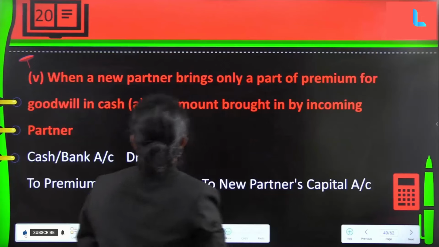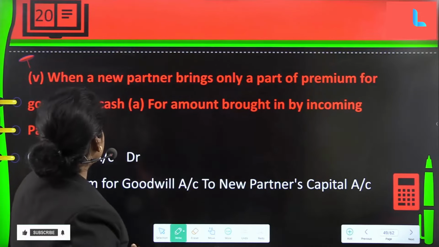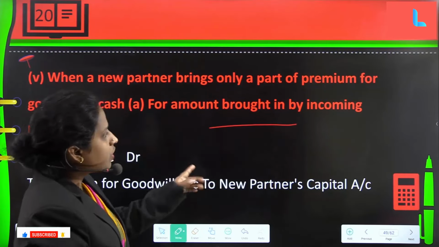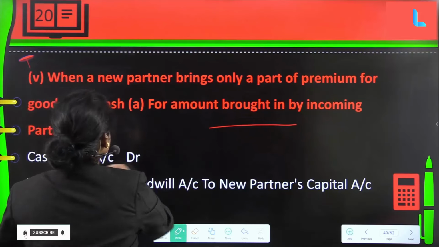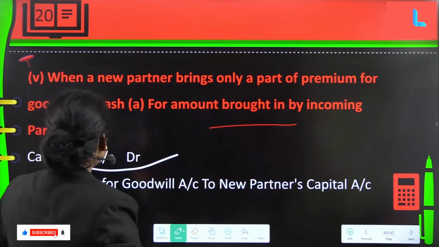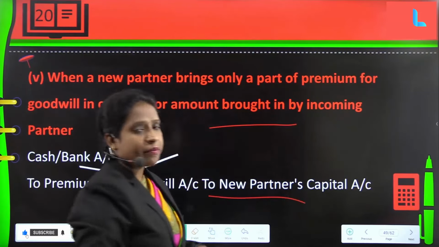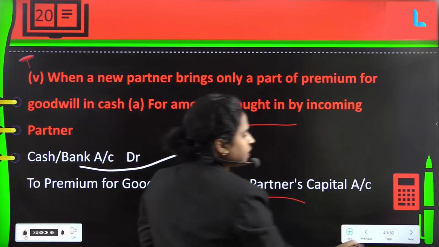Then when a new partner brings only a part of premium for goodwill in cash, for the amount brought in by the incoming partner, the entry would be cash or bank account debtor to premium for goodwill account and to new partner's capital account. So this is a journal entry that we have to pass for this situation, right?